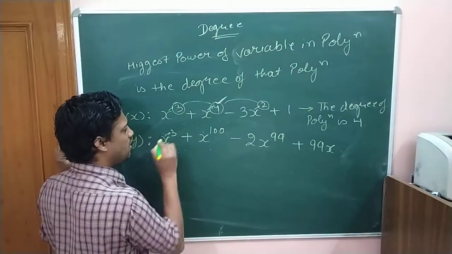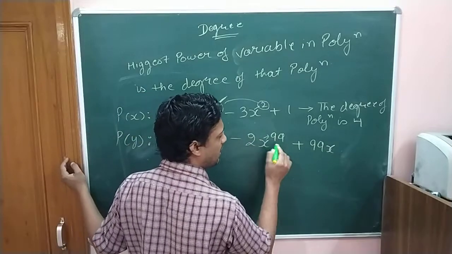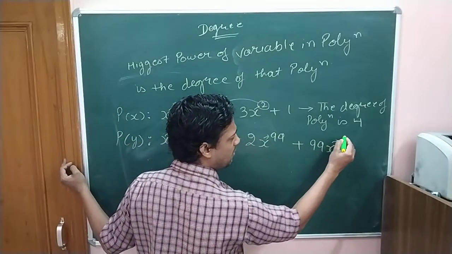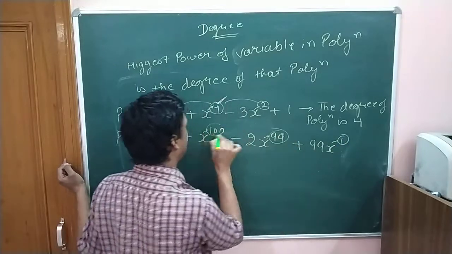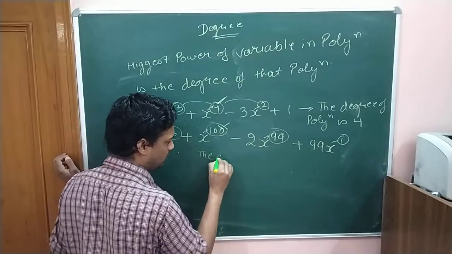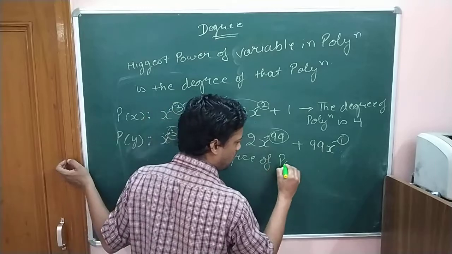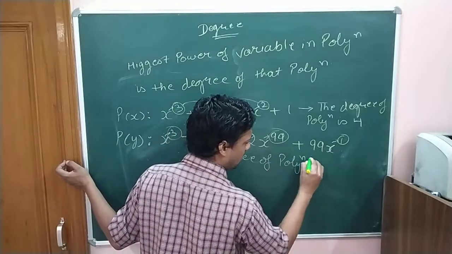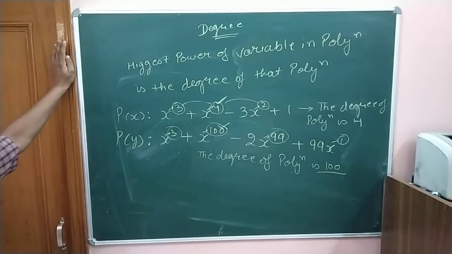Here the variable has power 3, a variable has power 100, a variable has power 99. If there is no power written, then by default it's 1. So compare 1, 99, 100 and 3, the maximum is 100. So the degree of this polynomial is 100.